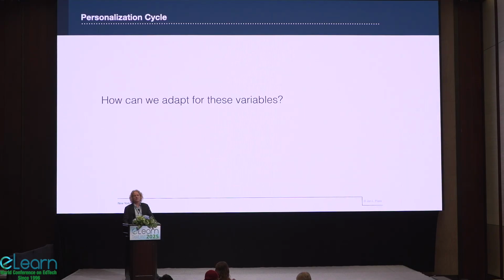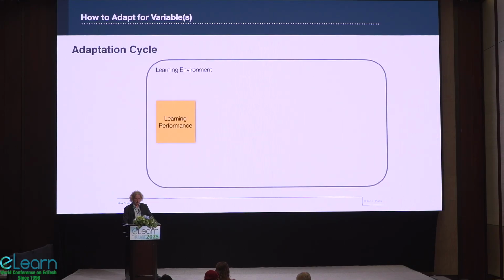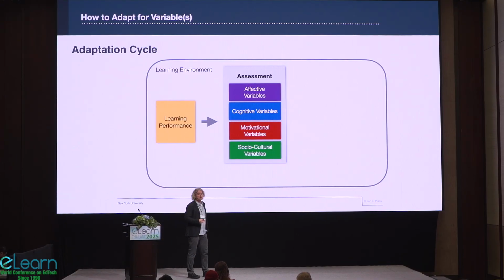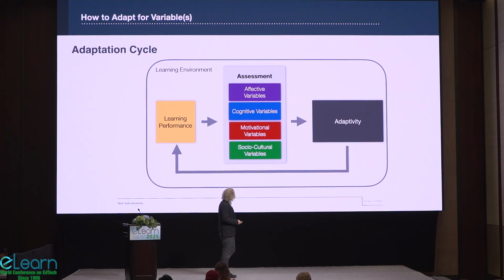How can we adapt for these variables? So what's the magic here? We have a learning performance within a learning environment. So I can observe somebody's learning performance, and then I can do assessment of various variables that I mentioned, right? So then we have that, and then there's adaptivity happening, and then there's a learning performance change, hopefully, and that's our adaptation cycle, right? It's great. I made that box black for a reason, because most of the time it stays black as a black box, and we don't know what's happening inside. It's the secret sauce that we must not know about.